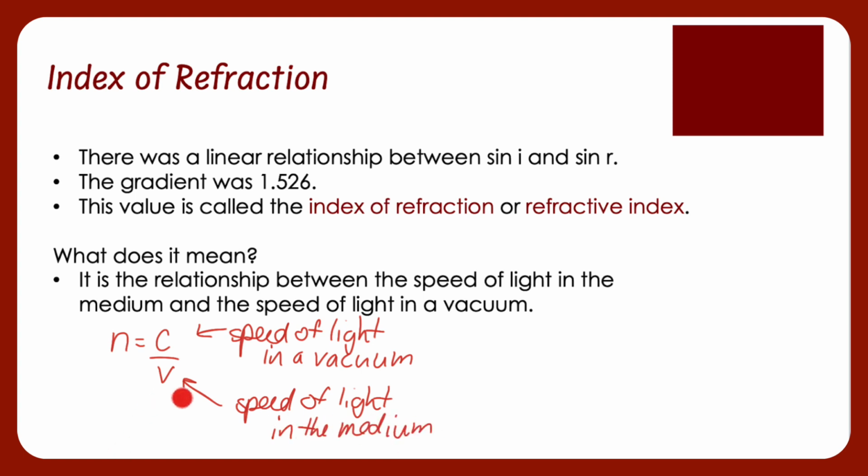Now, remember, the speed of light in a vacuum is the fastest thing there is. So down here, this value v always has to be less than c. So what? Well, because of that, this value n has to be greater than 1. I'm always going to have something smaller on the bottom. n will be greater than or equal to 1.